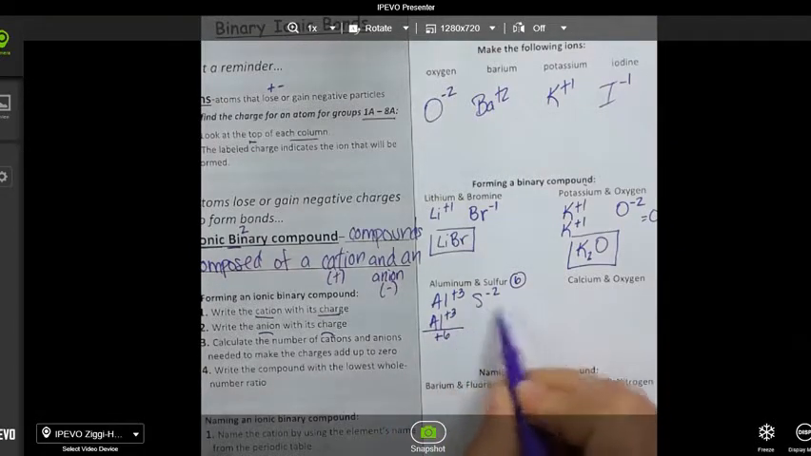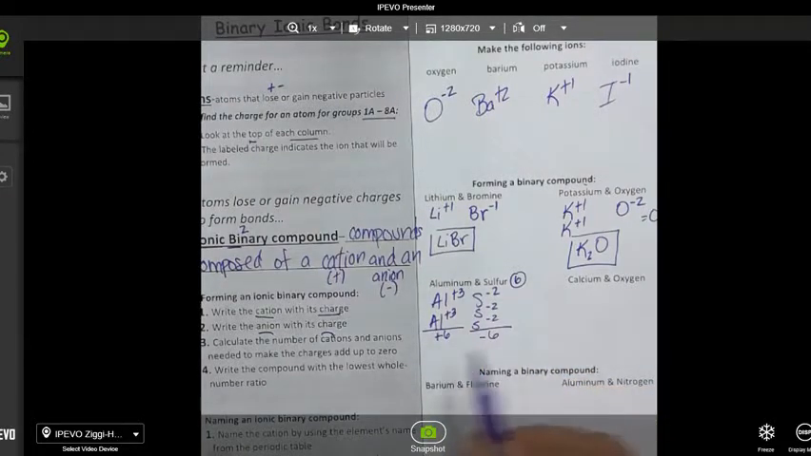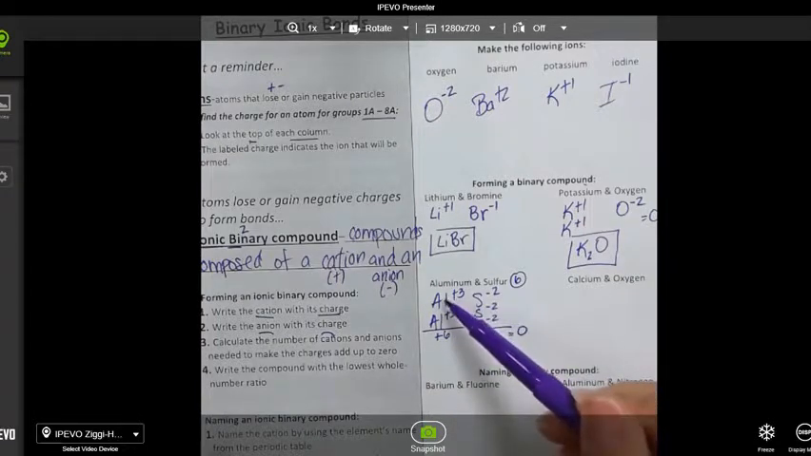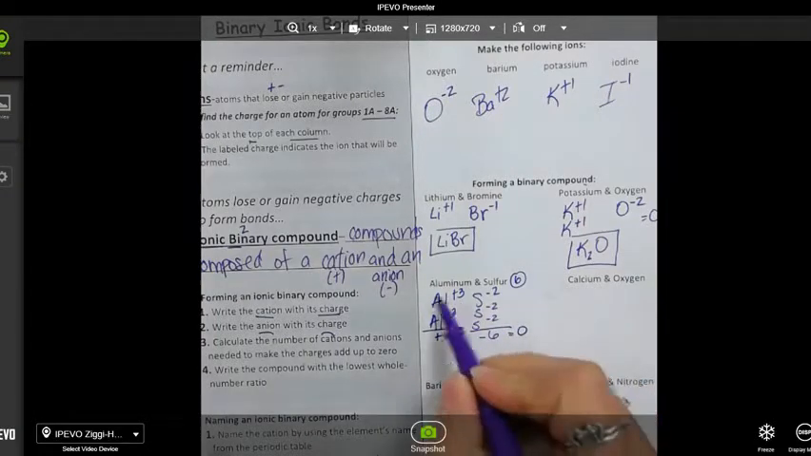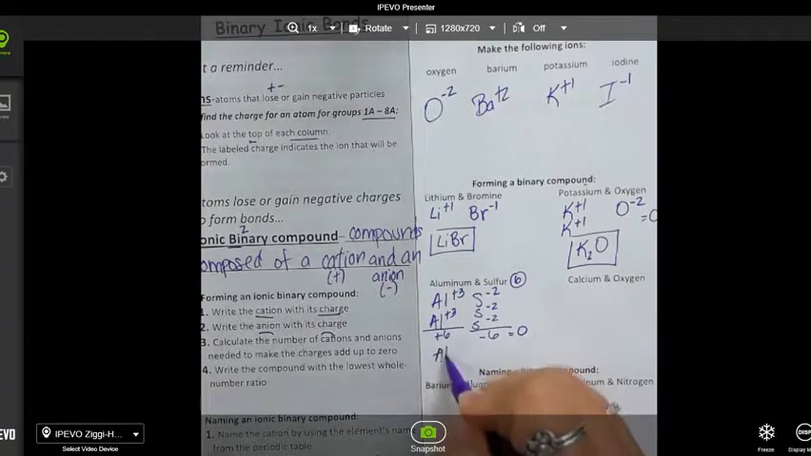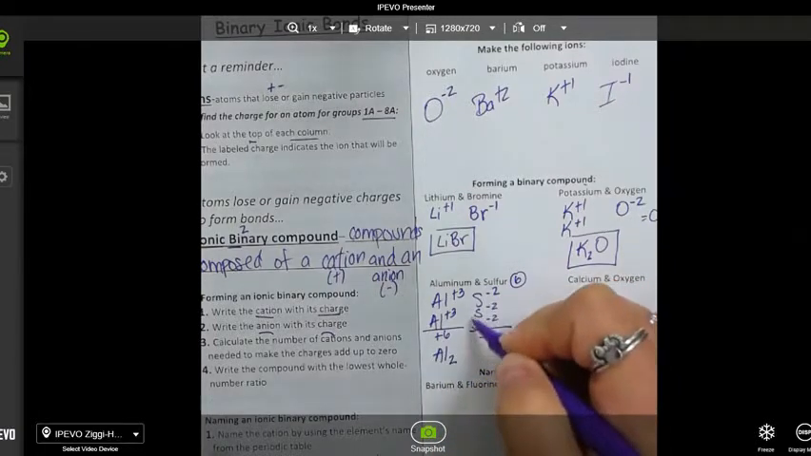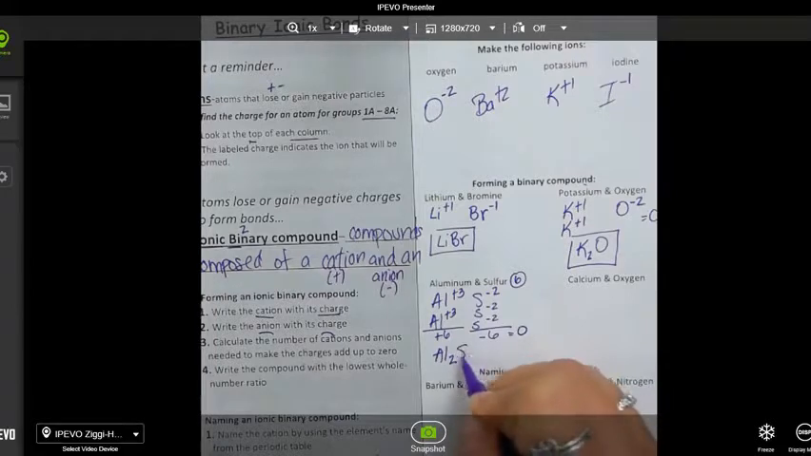And what could I do here? If I wanted to make this a negative 6, I would need 2 more sulfurs, which is a total charge of negative 6. And what happens to positive 6 and negative 6? That gives me a total net charge of 0, which is what I want. So then I need to look at how many aluminums do I have? There are 2 here. So I have Al2. And how many sulfurs do I have here? I have 3, so it's S3.